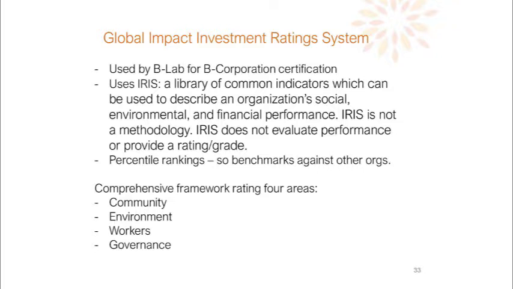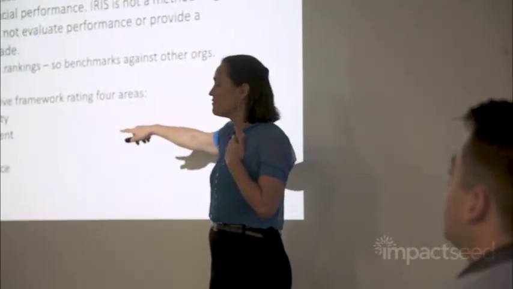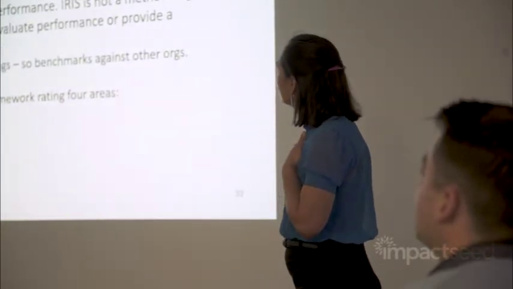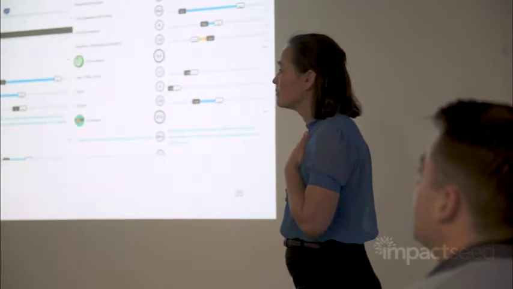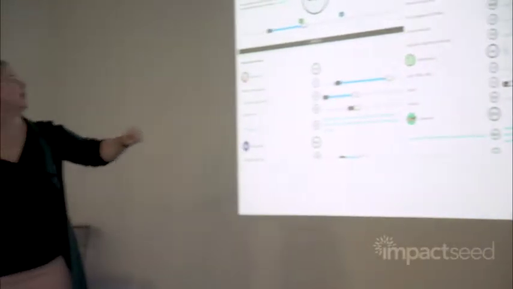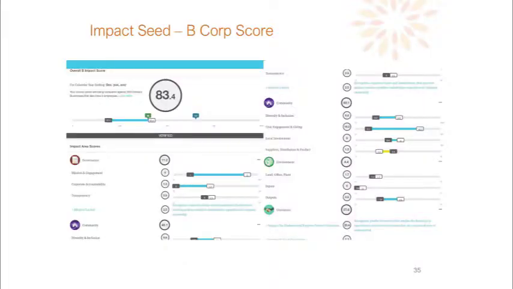But GEARS does rate, and rates across 4 areas: community, environment, workers and governance. I might just do it quickly, is that okay? So this is Impact Seed's B-Corp score. You can't see it so well here, but this is the minimum to get B-Corp status. Sorry, so for those that don't know, B-Corp is an independent assessment. Actually, the minimum, sorry. This is all of the people that have ever filled out the assessment. Okay, so that's the minimum.